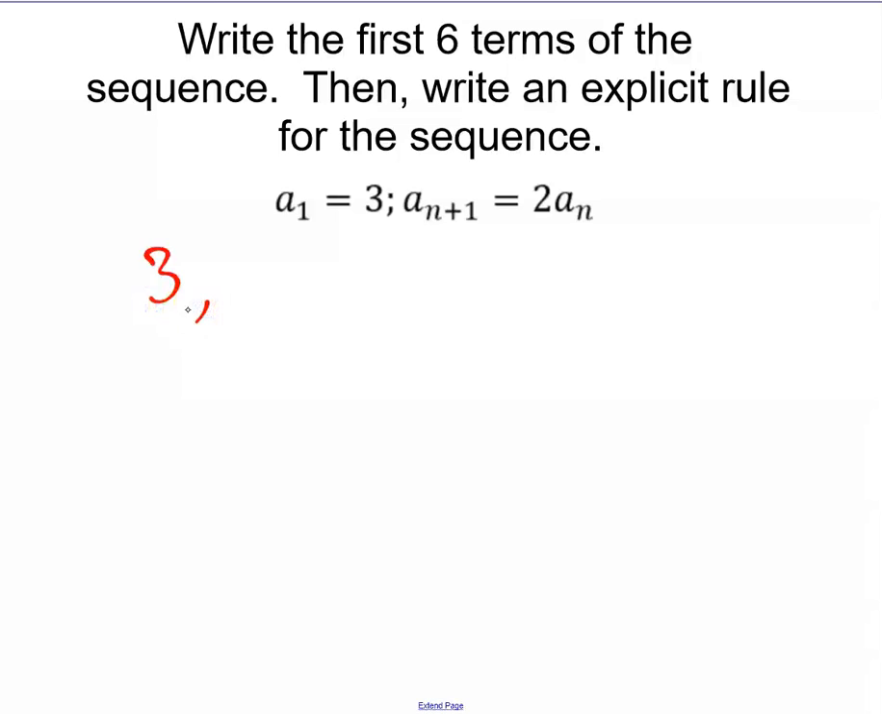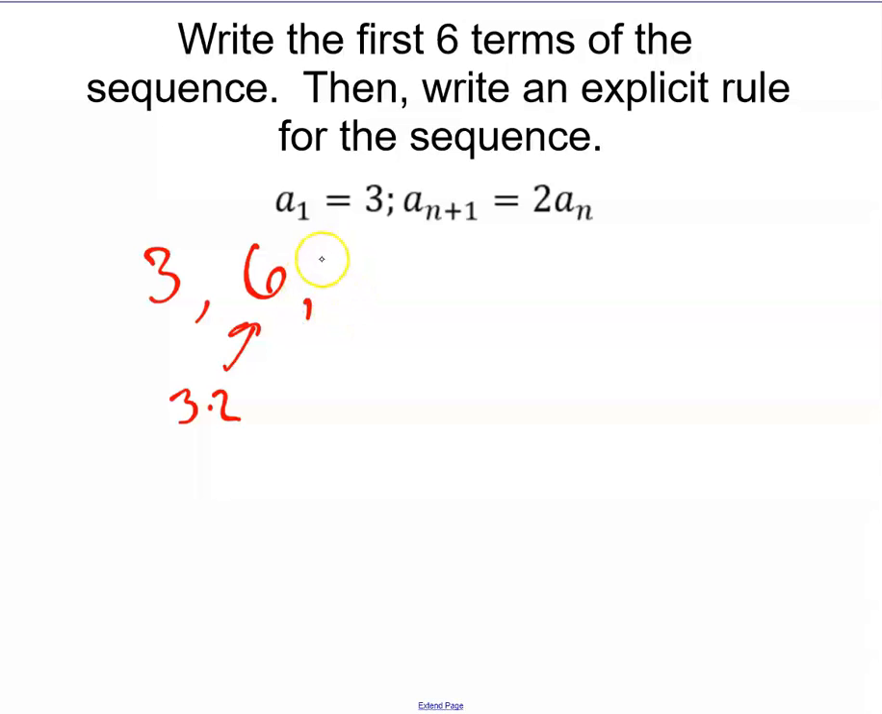So as I'm doing this, as I'm writing out the terms, I'm going to just write down how I got those numbers. That's going to help us figure out the pattern, which would then in turn help us find that explicit rule. Okay, so we start with the 3. And then 3 times 2 is 6. So I'm just going to put a little arrow here and say that we got that by taking 3 times 2.